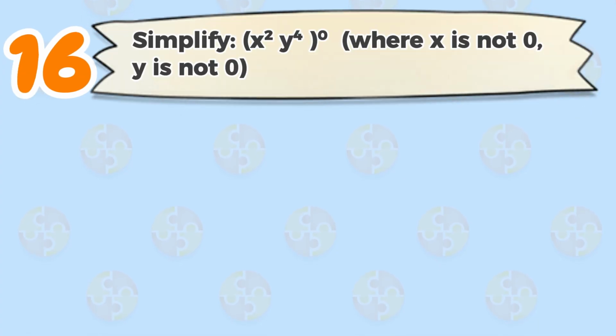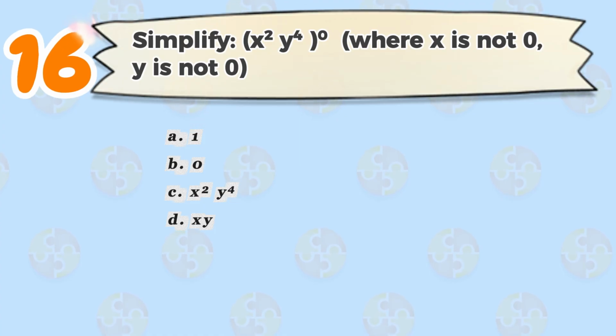Question number 16. Simplify the quantity x squared y to the fourth power, all raised to the 0 power, where x is not 0 and y is not 0. The choices are A. 1, B. 0, C. x squared y to the fourth power, D. xy.